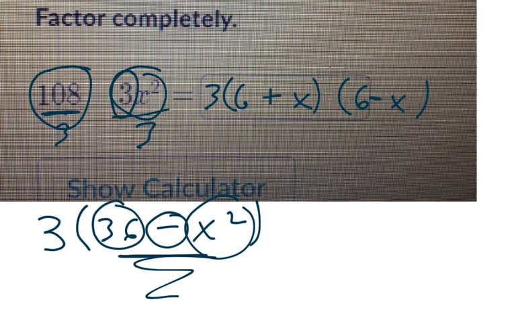And that's how you factor, guys. And the more you practice factoring, guys, the better you're going to get at it. Okay? You can't get good at anything unless you practice it.